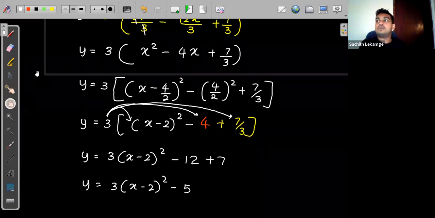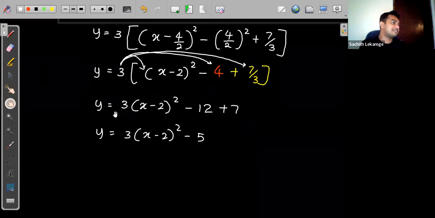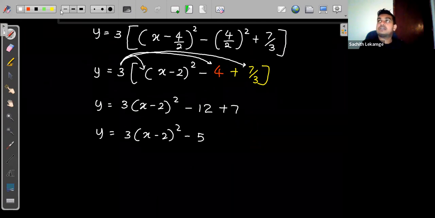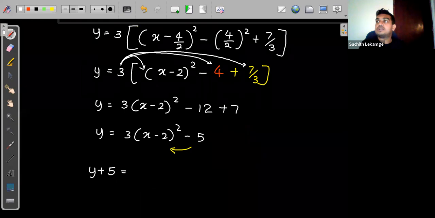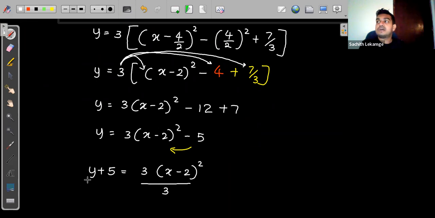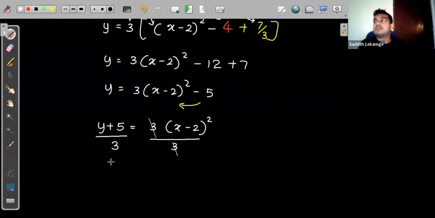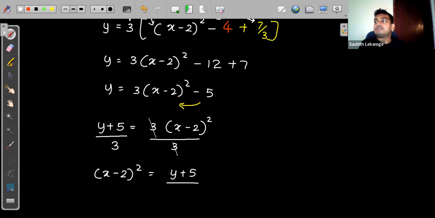Now we have x in one place. Now we need to change the subject into x. So I'm taking 5 first, right? I'm getting y plus 5 equals 3 times x minus 2 squared, dividing both sides by 3. So 3 and 3 cancel out, right? Then you are getting x minus 2 squared equals y plus 5 over 3.